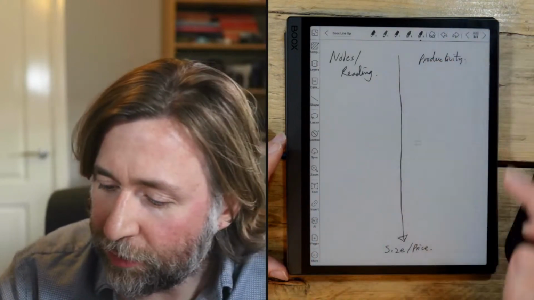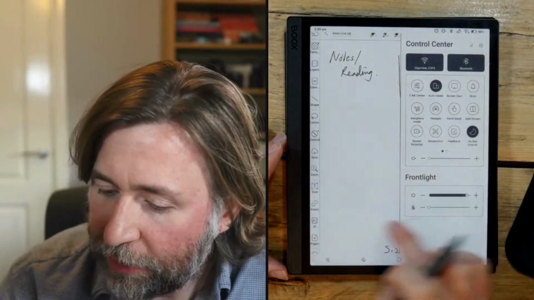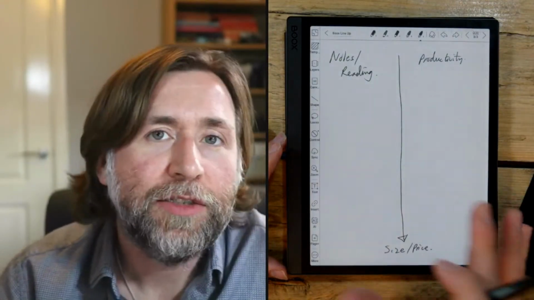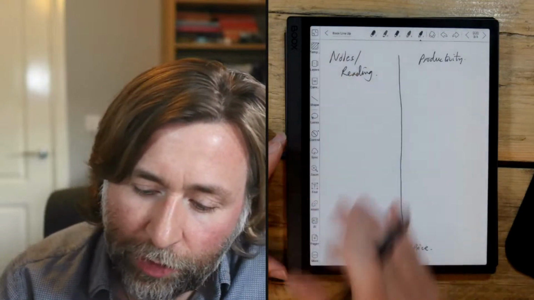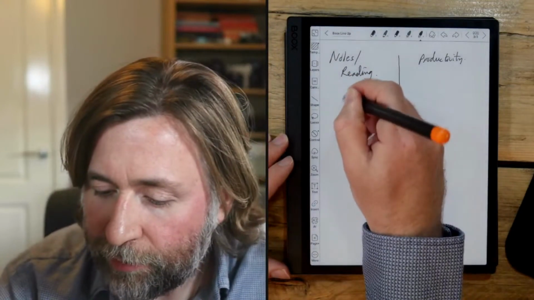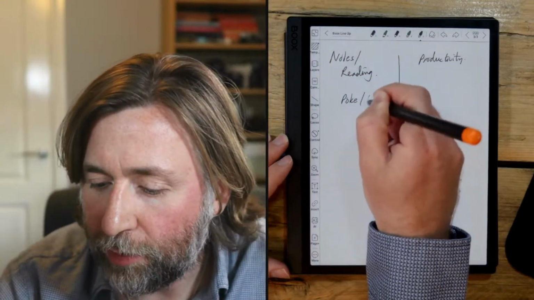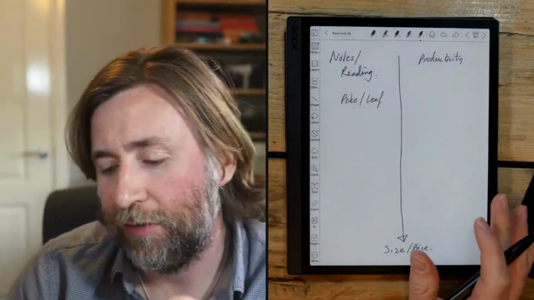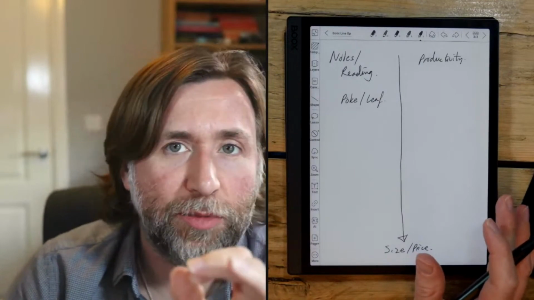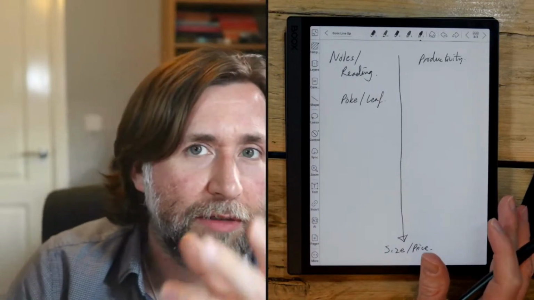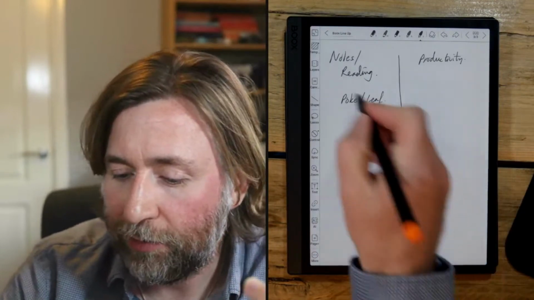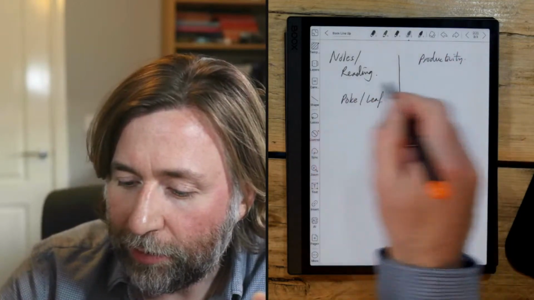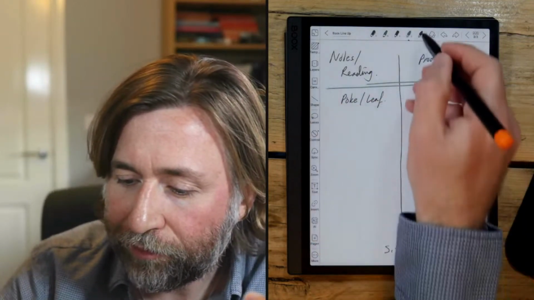I think I'll just boost the lights a little bit to give us a bit more of a glow there. So on the notes and reading side, in the small end, you can have the pure readers, the Poke or the Leaf. Essentially, the Poke is the size of an ordinary Kindle and the Leaf is the size of a Kindle Oasis. So that's the smallest and cheapest of the Boox devices. They're still full Android. There's still lots to love about them because of that.